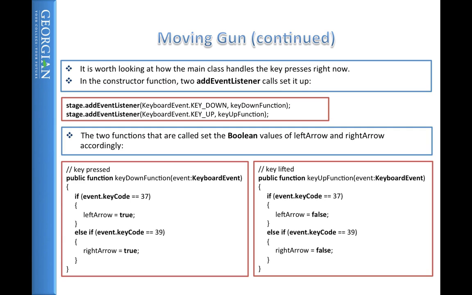Okay. So we've moved our gun. We have this key down and key up kind of idea. We're listening for this key down and key up coordinate. We're going to do that in the ActionScript, the AS file, the AirRaid AS file. And we're listening for two key code events. Remember this key code 37 and 39, just like we did before.